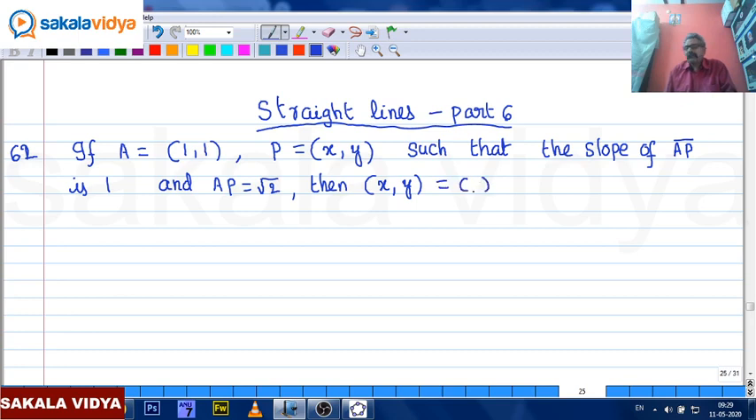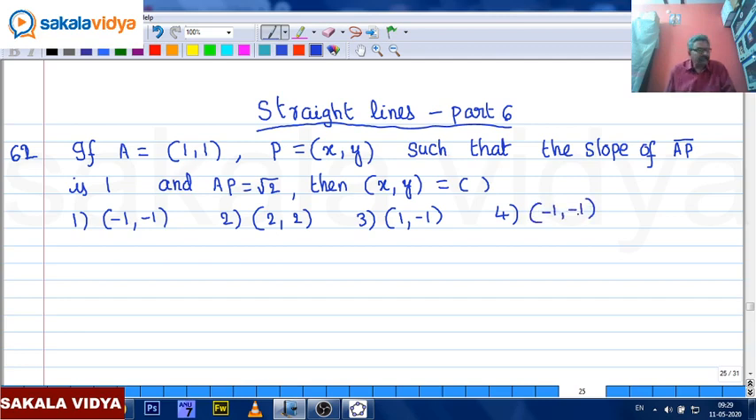x comma y equals: first option -1 comma -1, second option 2 comma 2, third option 1 comma -1, fourth option -1 comma -1. This is the question.